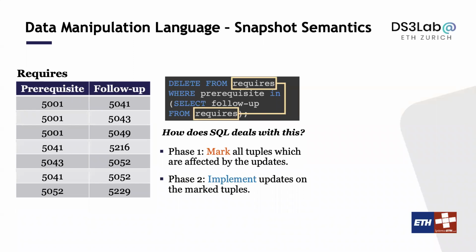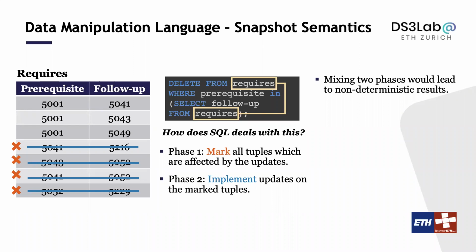The first phase marks all the tuples which are affected by the update. It runs this SQL query and marks all the tuples that you are going to change, without actually changing them. That's phase one. In phase two, it implements all those changes. In this query, it deletes all the marked tuples. This is very important, because if you do not do this, there could be a problem.